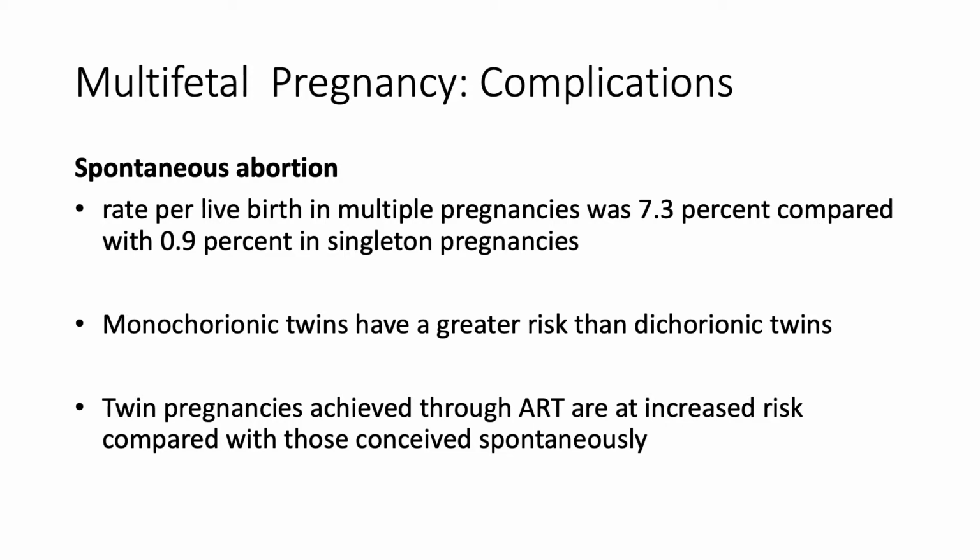In one study, the spontaneous abortion rate per live birth in multiple pregnancies was 7.3% compared to 0.9% in singleton pregnancies. Monochorionic twins have a significantly greater risk of spontaneous abortion than dichorionic twins, and those achieved through artificial reproductive technologies are at increased risk for abortion compared with those conceived spontaneously.